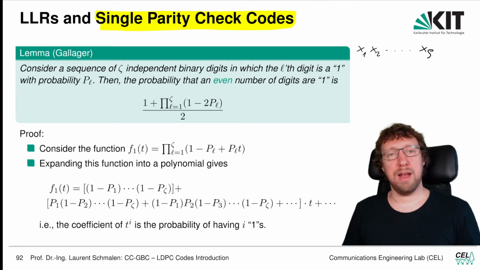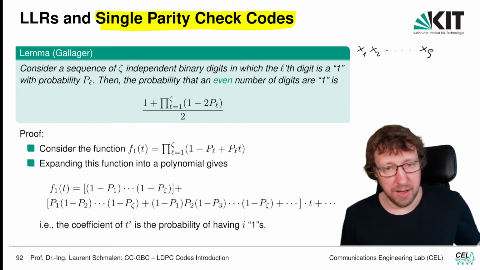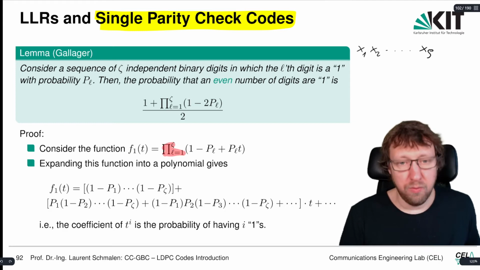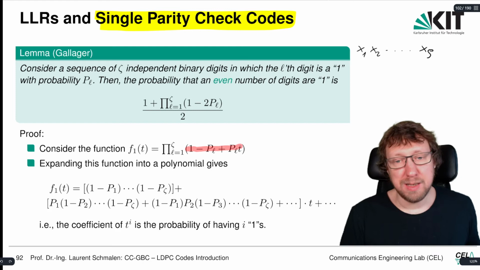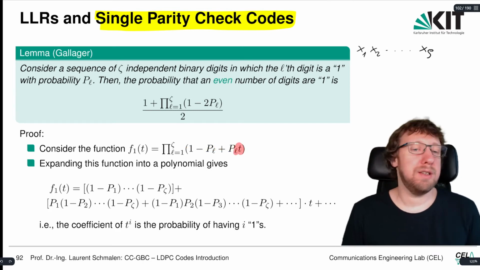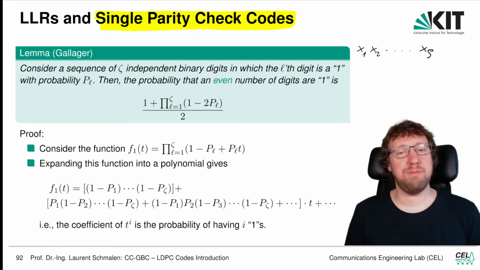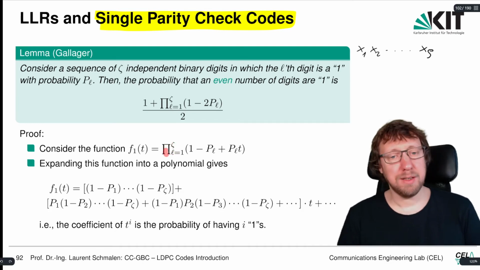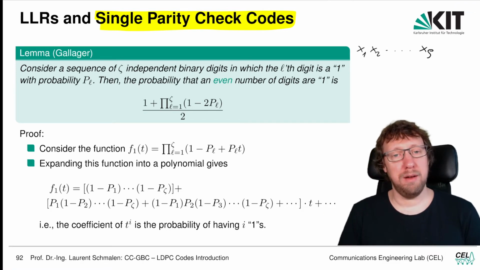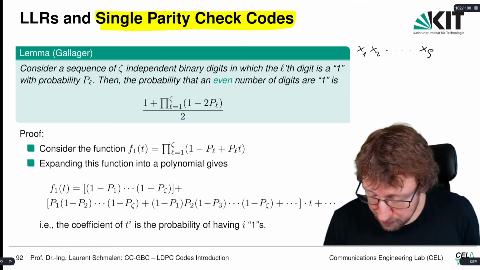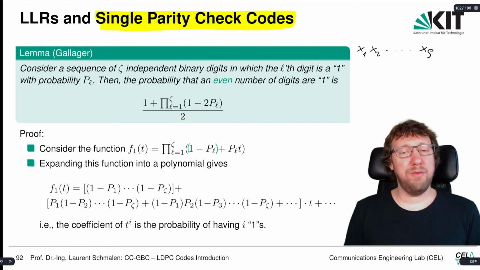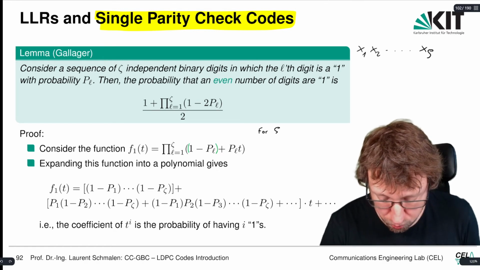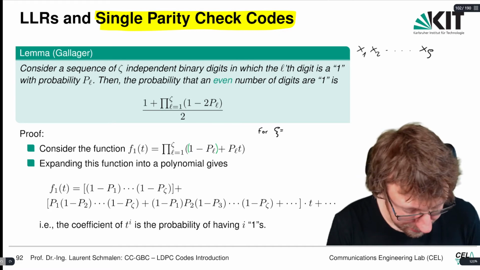And here we can look at the way Gallagher proved this. That's a very elegant way, because what Gallagher did is he looked at the function f1 of t, which is the product from L equals 1 to zeta of 1 minus PL plus PL times t. And t is just some variable. So for the time being, imagine t just being a formal variable. What we do is, we don't like products, so we expand this into a polynomial. Before expanding this into a polynomial, we assume that this is one factor and we have the other factor. So let's do it for zeta equals 2. Very difficult to write a zeta, not a c.